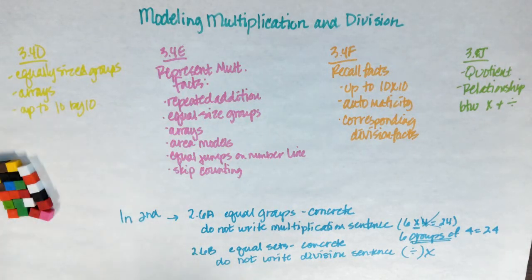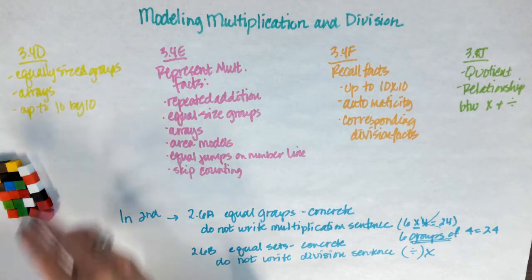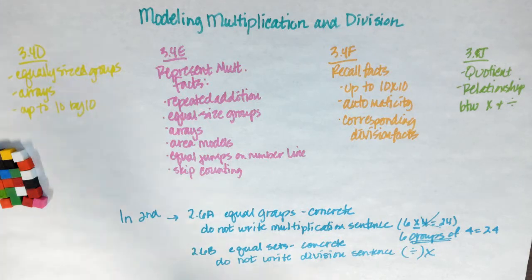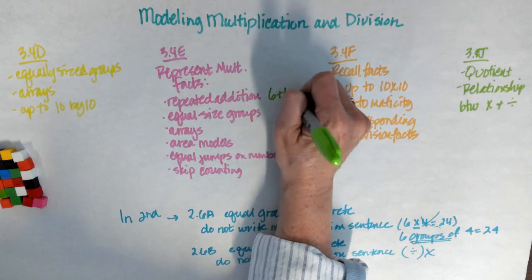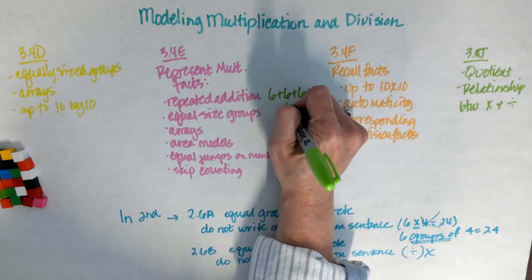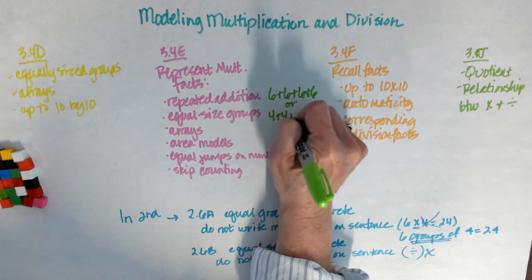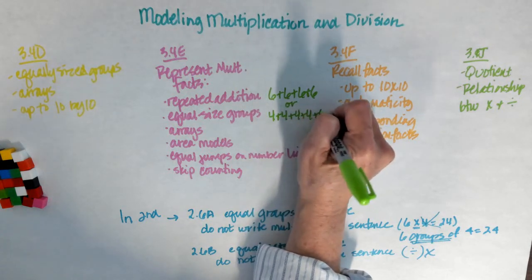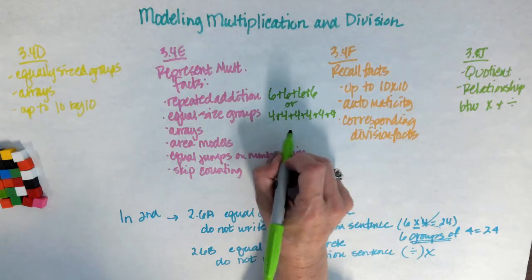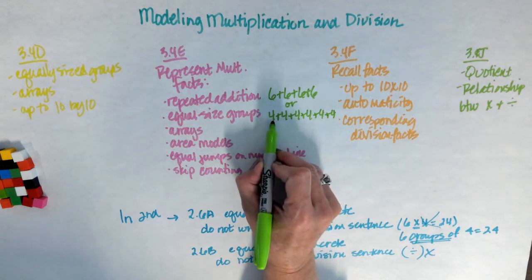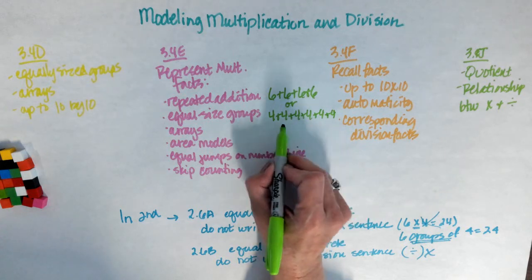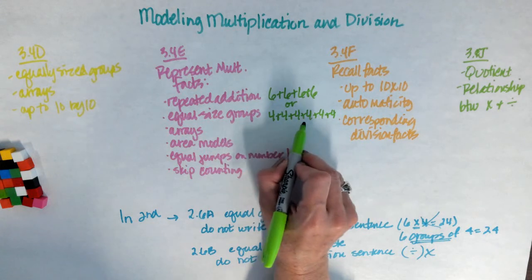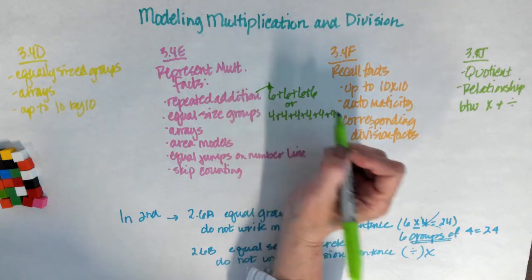Now, when we look at 3.4e, we're representing our multiplication facts in several different ways. So this was our 6 by 4 array. We could represent that same thing with repeated addition. So it would look like 6 plus 6 plus 6 plus 6, or 4 plus 4 plus 4 plus 4 plus 4 plus 4. If we go back to that car example, this would be car 1 has 4 tires, car 2 has 4 tires, car 3 has 4 tires, etc. So there are 6 cars, each has 4 tires. So this would be our repeated addition example.